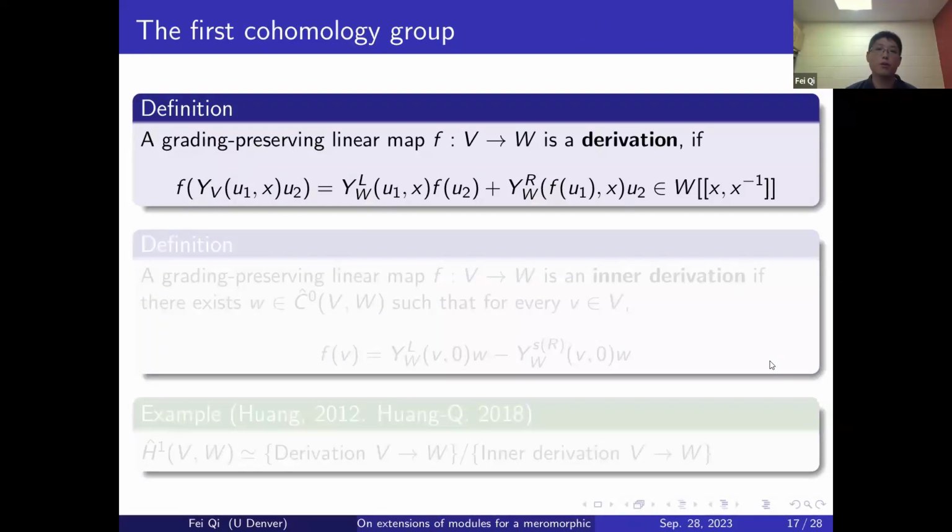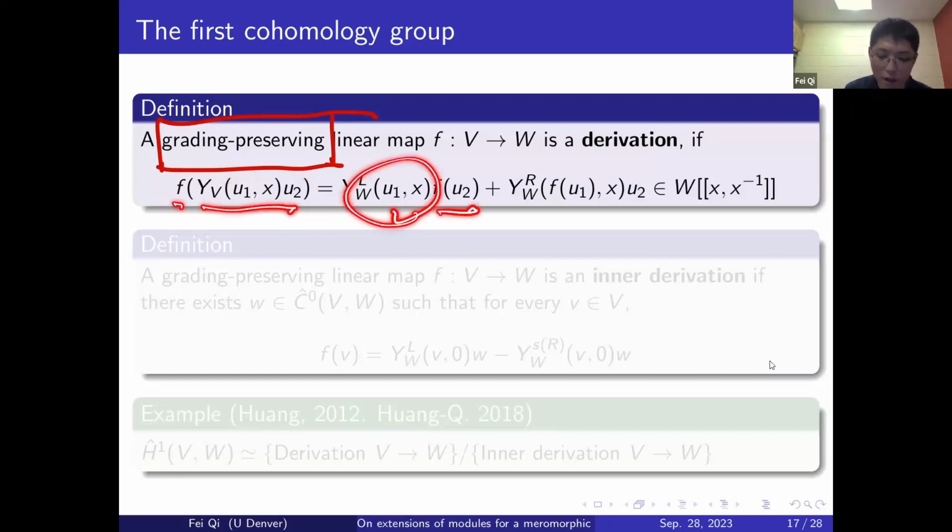So the first cohomology group can be described relatively easily. And actually, in this talk, we are only going to use the first cohomology. So let me just illustrate the definition. We will call a gradient preserving linear map a derivation if the obvious property is satisfied: F applied to the product equals the left action on F plus the right action on F. That's basically the definition of derivation.